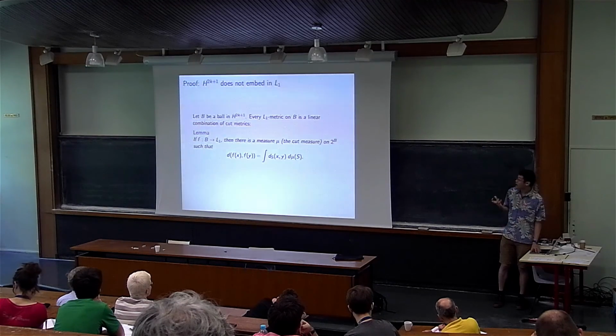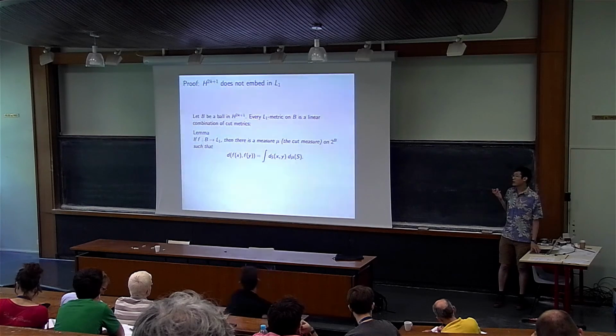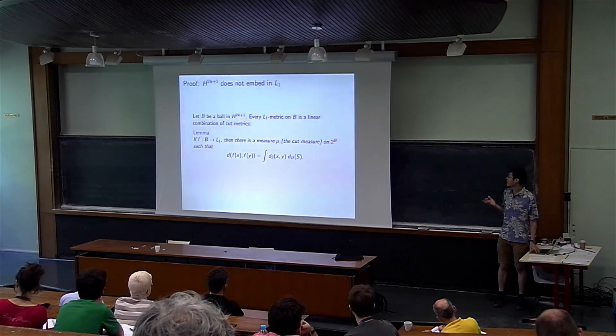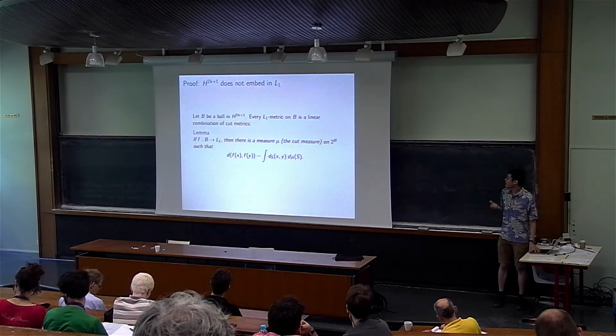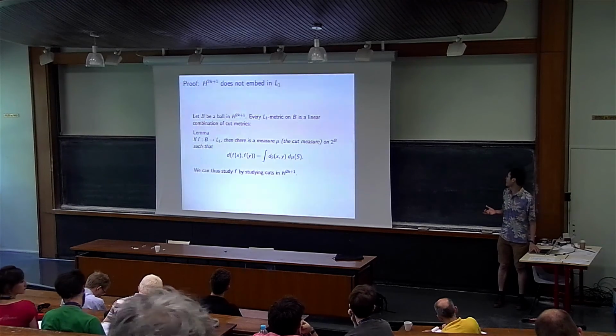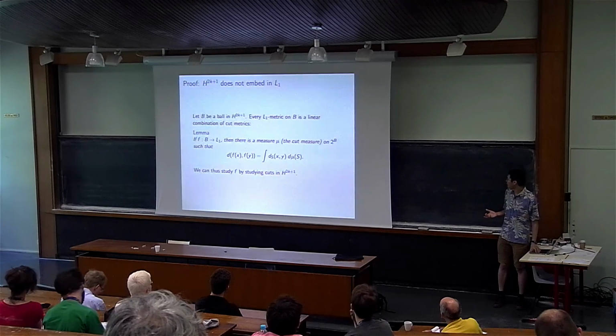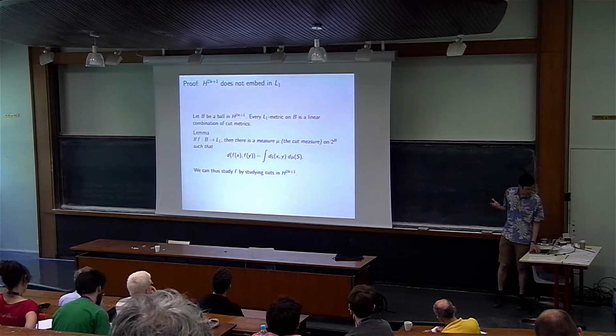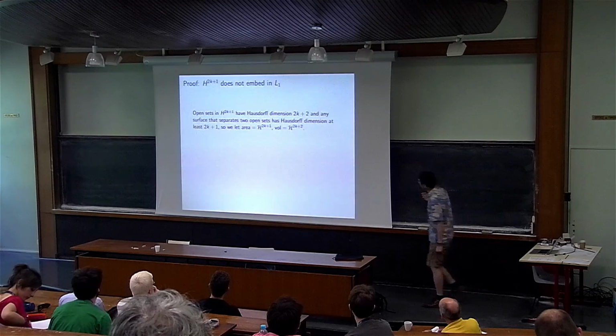And so what this means is that instead of studying embeddings into L1, we can study subsets of the Heisenberg group. We can study subsets of the ball. In fact, we can do a little bit better. So we can study F by studying cuts in H2k plus 1. Let me introduce a little bit of notation.